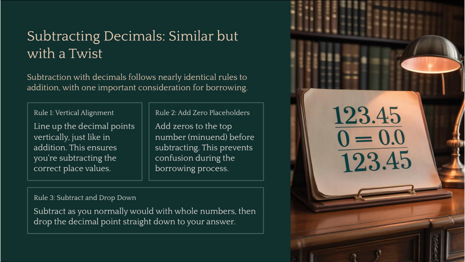Subtracting decimals follows the same key rule as addition. Line up the decimal points vertically. However, placeholders are even more critical here. If the number you are subtracting from has fewer decimal places, you must add zeros. This is because you may need to borrow. Imagine trying to subtract 5 cents from 0 cents. You can't do it unless you borrow from the place to the left. Once lined up, subtract normally and drop the decimal point straight down.